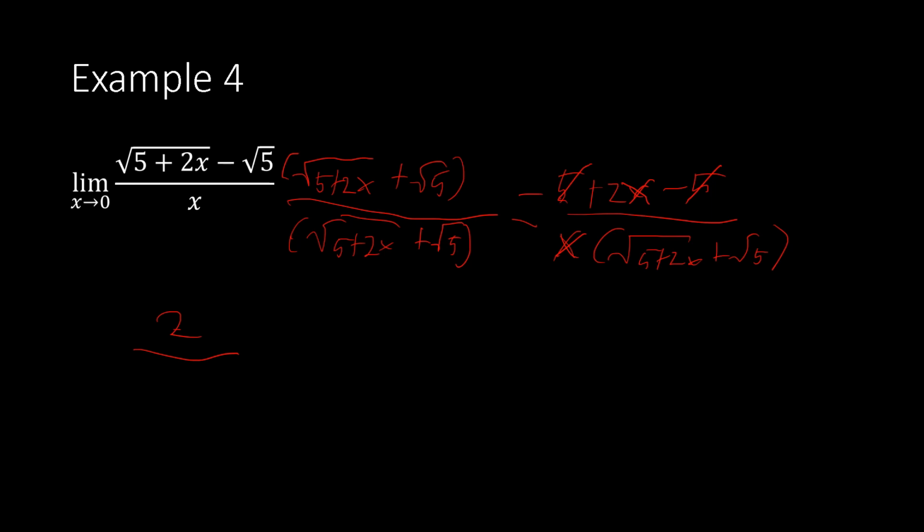And if we look at this square root of 5 plus 2x, now we can start plugging in x equals 0. So that's just going to be equal to square root of 5. So 2 over square root of 5 plus square root of 5, that's just going to be 1 over square root of 5. And that's the answer to this limit.